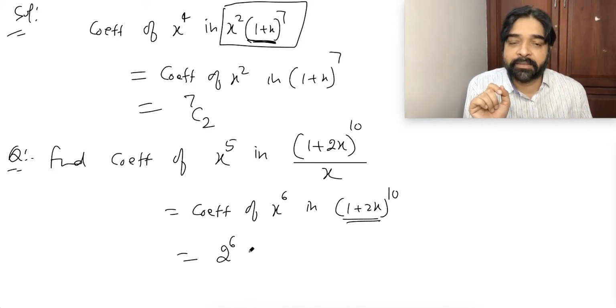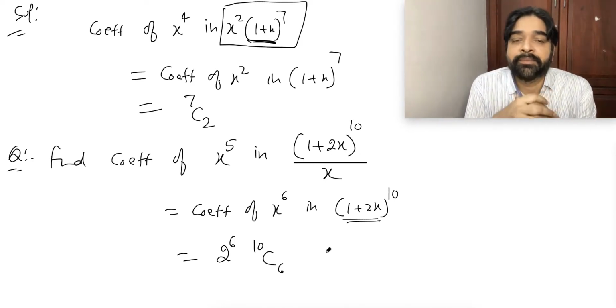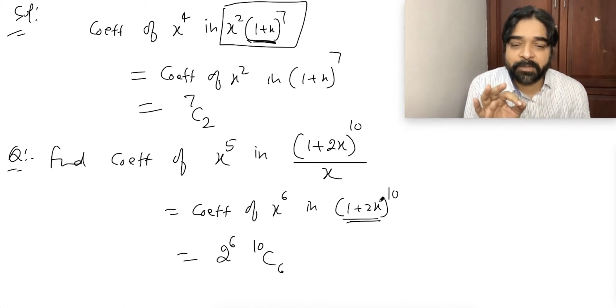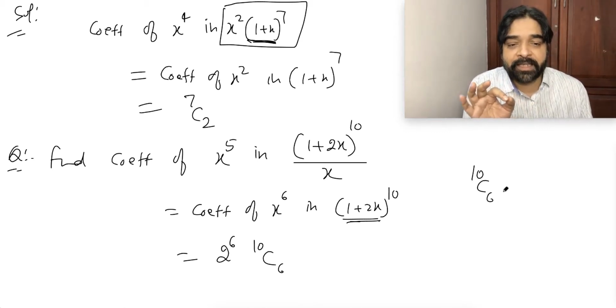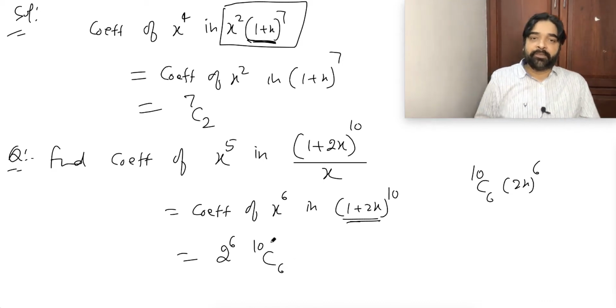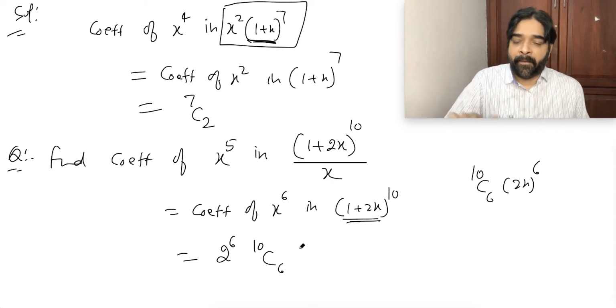2^6, 10C6. Did not understand? When you expand this, x^6 will come when? Only x^6 will not come. Actually 10C6 into (2x)^6 will come. So the x^6 coefficient will be what? 2^6 into 10C6. This will be the answer. Everybody understood? Is it clear to everybody? Good. Next.